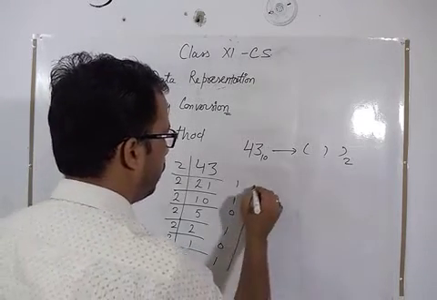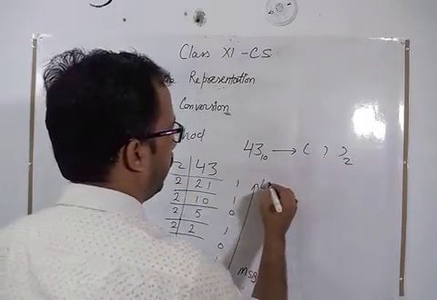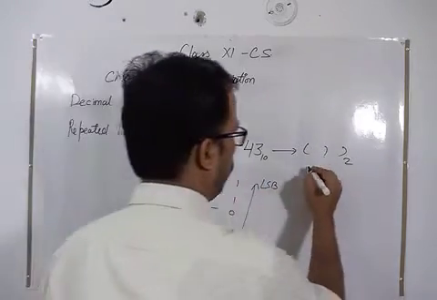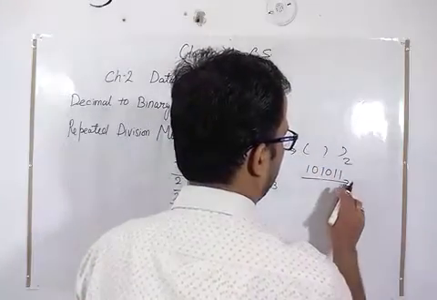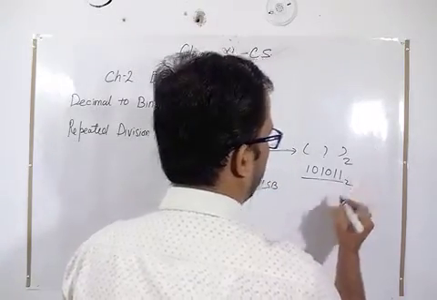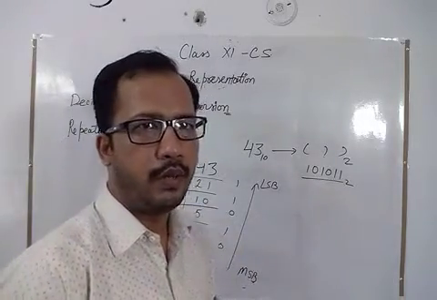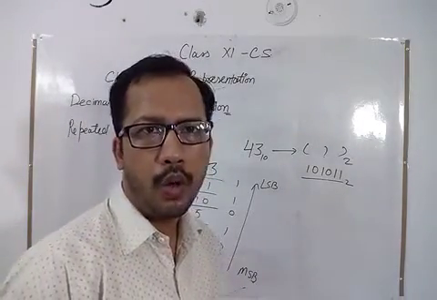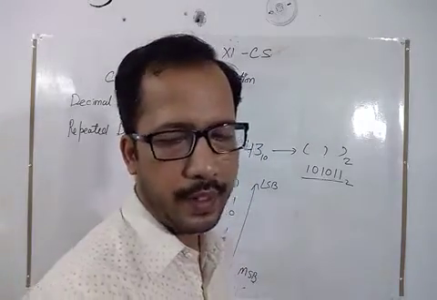Now we will arrange this in order, MSB to LSB. Now we will get 1 0 1 0 1 1. So 1 0 1 0 1 1. Now this is the binary equivalent of the decimal number 43. Now I will tell you how to convert the fractional part of a decimal into binary. So we will have an example here.